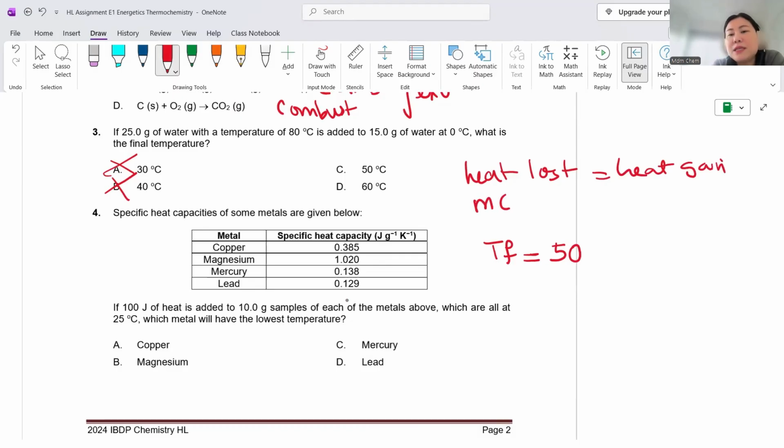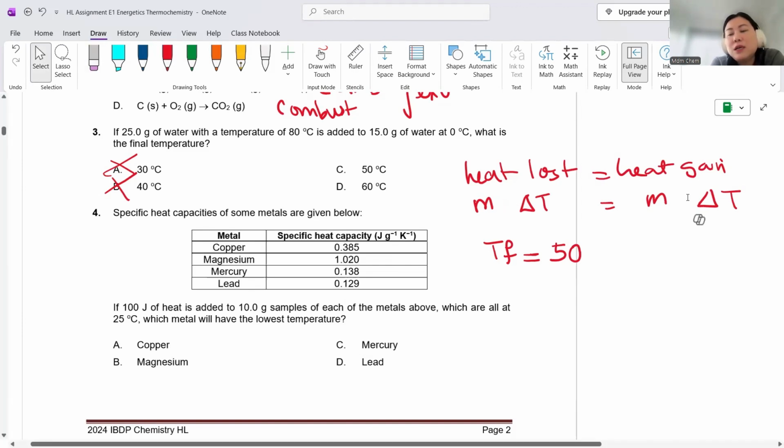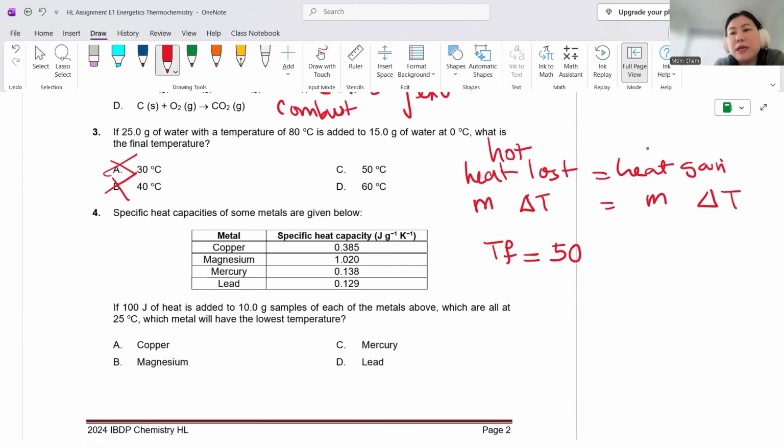So mc delta T equals mc delta T, right? C and C are the same, so you can cancel it out, so no C. All right, now put in the values. What is M? The heat loss is by the hot water. Heat gain is by the cold water.